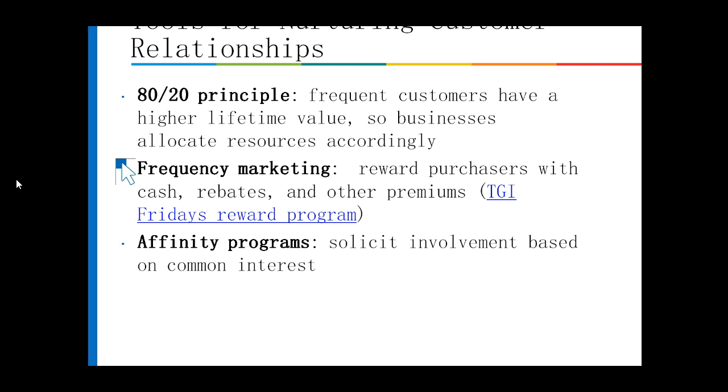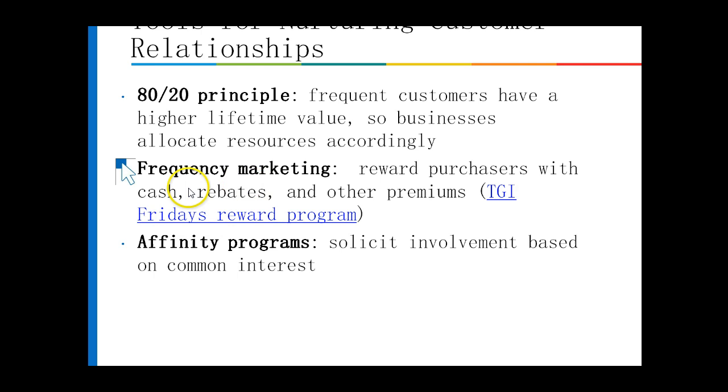They are going to make certain that those individual groups are taken very good care of, allocating their resources to those individuals, making certain that the money they have to spend for marketing and sales is used in that 80-20 principle. Rewarding customers that frequently do business with you: cash rebates, coupons, buy one get one free, rewards programs.